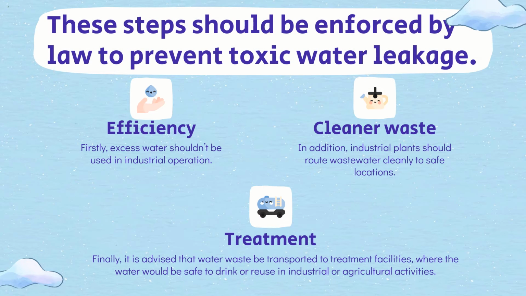Steps plants should use, and these steps should be enforced by law to prevent toxic water leakage. First of all, we should be efficient with the use of water, so an excess of water shouldn't be used in industrial operations. Next, we should have cleaner wastes. For example, when the waste is going out of the industrial plant, it should be at least filtered moderately so it can be safe to go out.